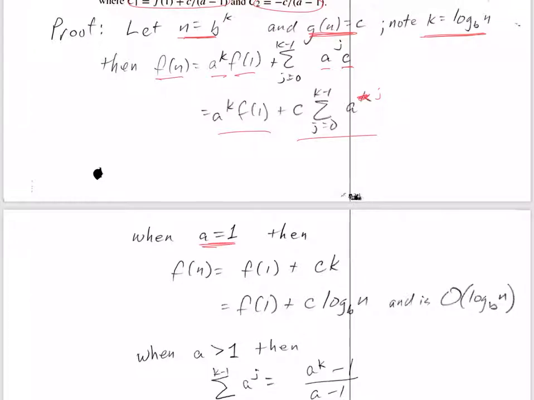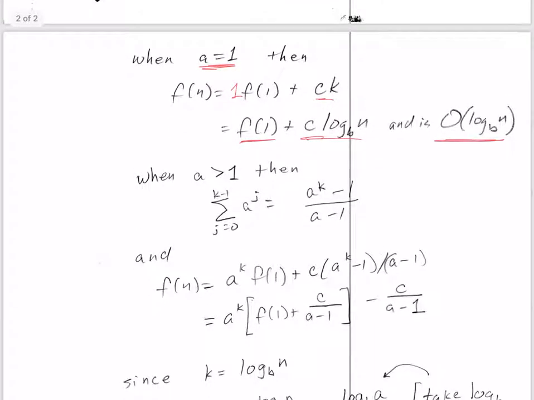In that case, all of these a's go to 1, and I'm just adding up c k times, which gives me k times c. And then I have my 1 in front of the f(1). So for a equal to 1, I get f(1) plus c times k, which I can substitute log base b of n. And so f(n) is going to be big O of log base b of n.